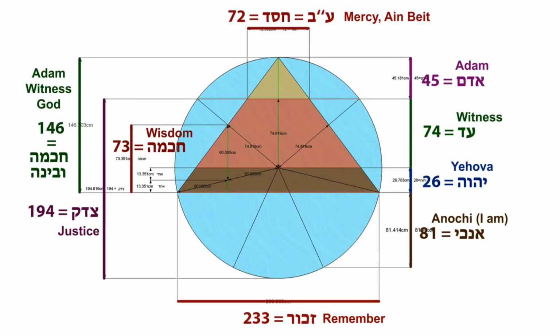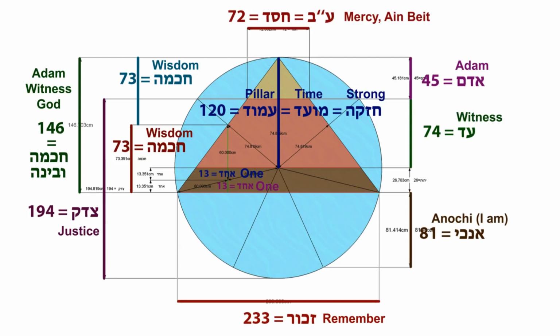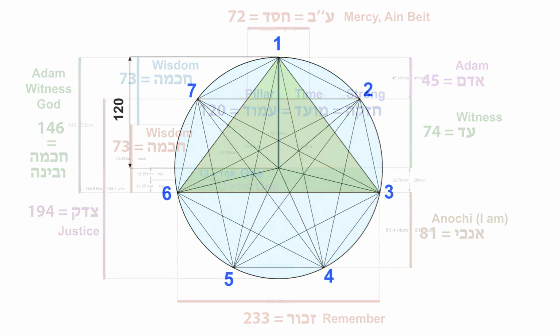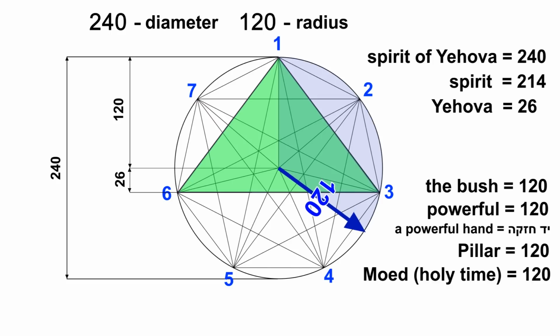The same Spirit of Yehovah, 240, that transferred Ezekiel to the valley, instructed Moses to limit the mountain, in other words, to draw a border around the holy place or space. In this case, the mountain is circled by a powerful hand, 120 radius, like the hand of a clock, with 240 diameter of Spirit of Yehovah.